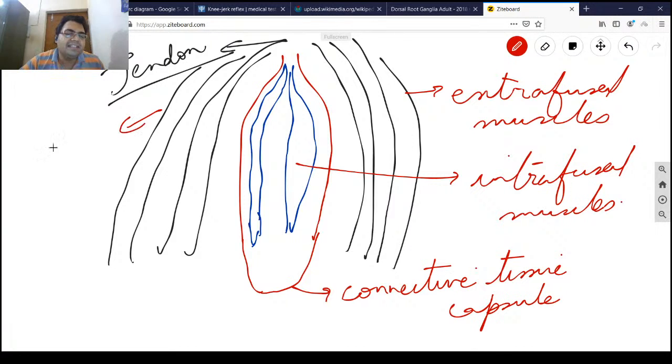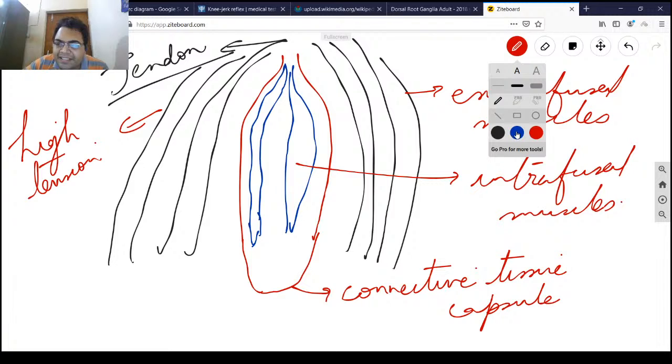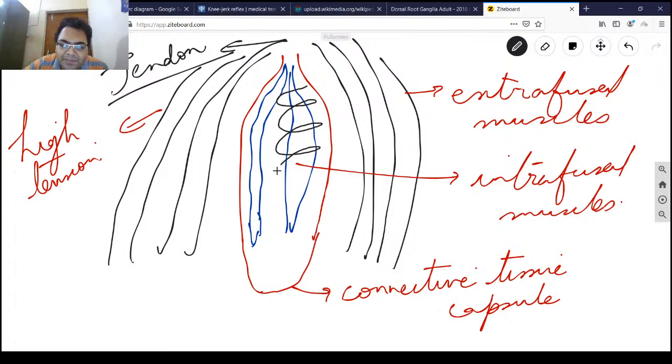The extrafusal muscles are the high tension muscles, meaning they generate a lot of tension via the sliding filament theory. The intrafusal muscles do not generate so much tension. And the sensory neurons wrap around the intrafusal muscle, not the extrafusal muscle. That is why I'm including this in reflex action.